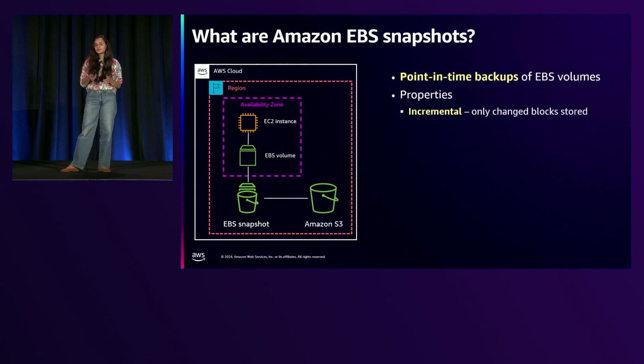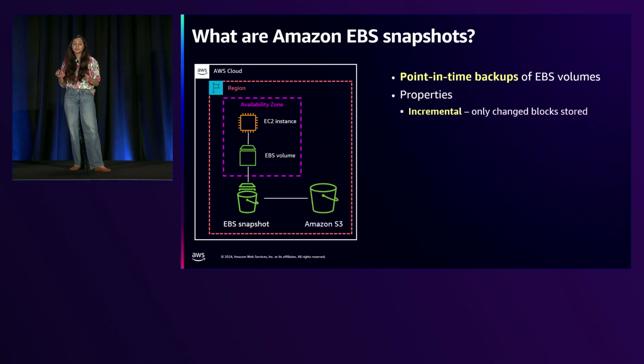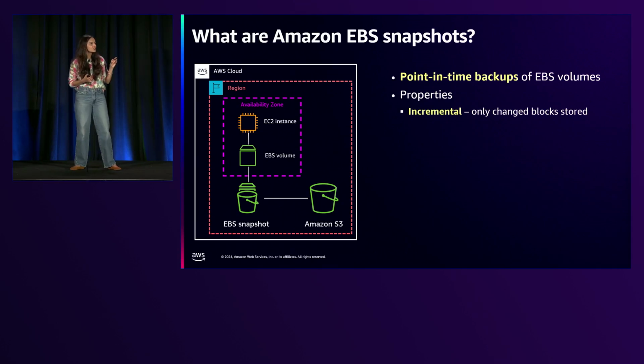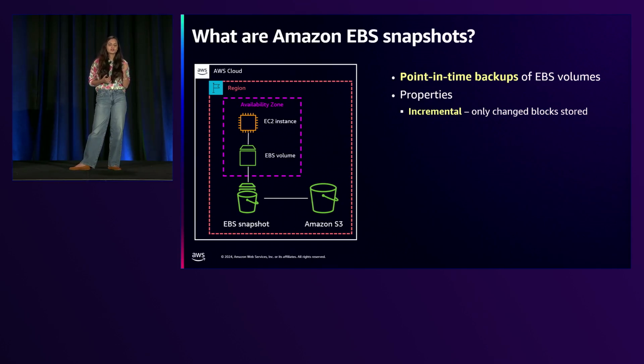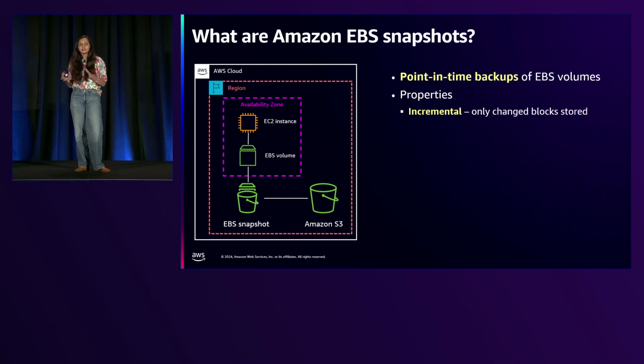The second thing to note about snapshots is they are incremental. What that means is that only the data that has changed from the point you took the last snapshot is stored in the current snapshot. That helps you out with two things. First of all, it increases the speed at which you can create the snapshot. And it also helps you save on costs because we are not saving full copies of data every time.